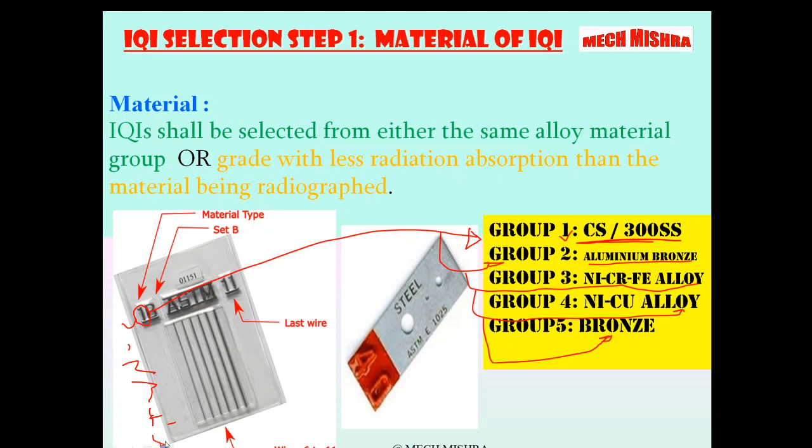Now in the market, IQI is available from number 1 to 5. If I need to select one IQI for my system, then how will I select?